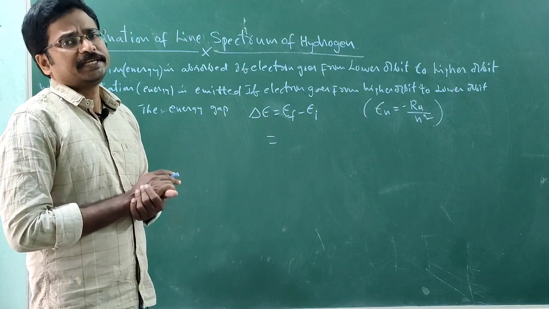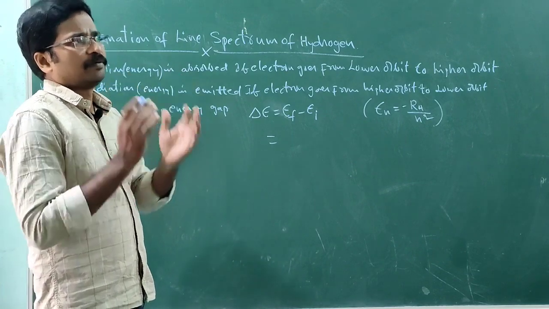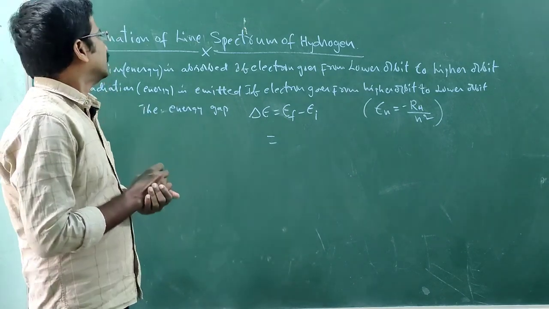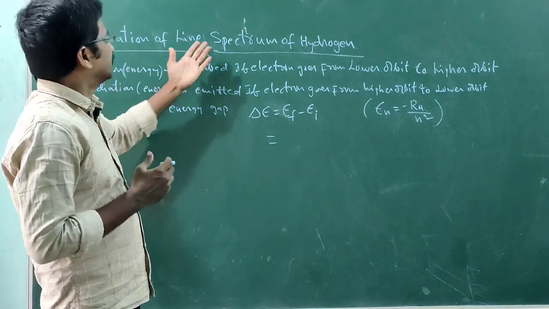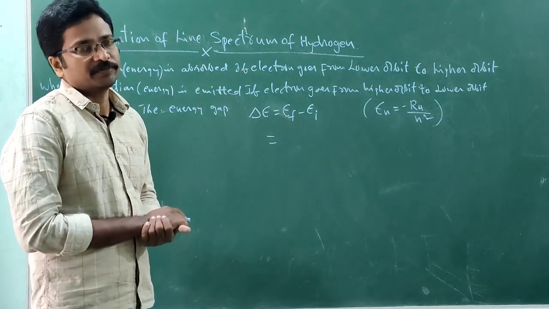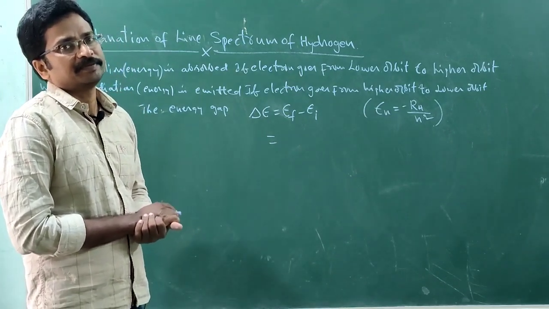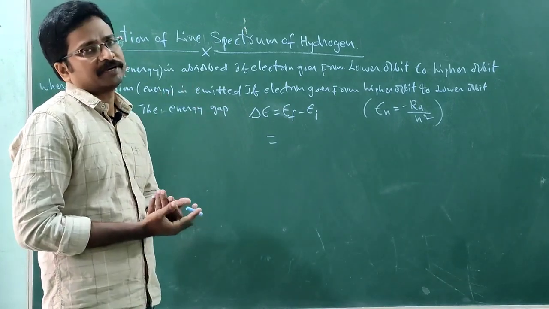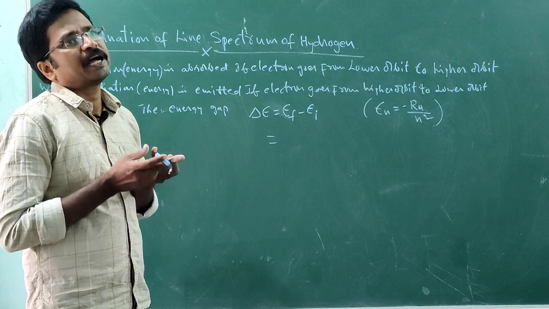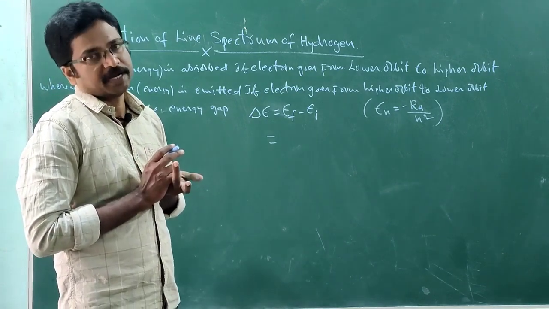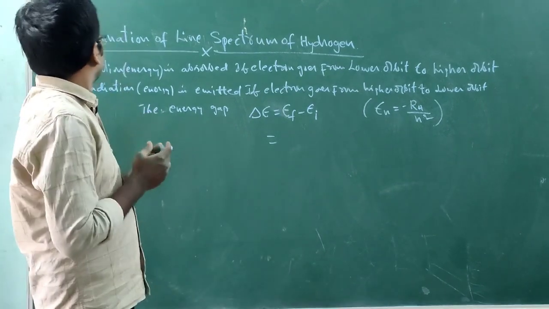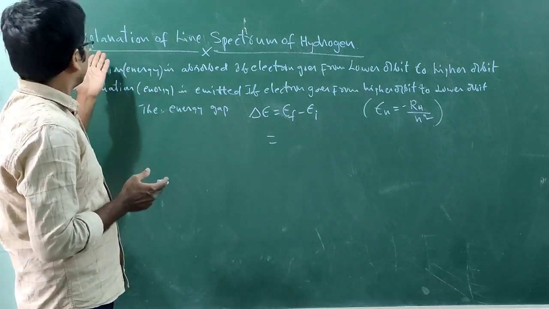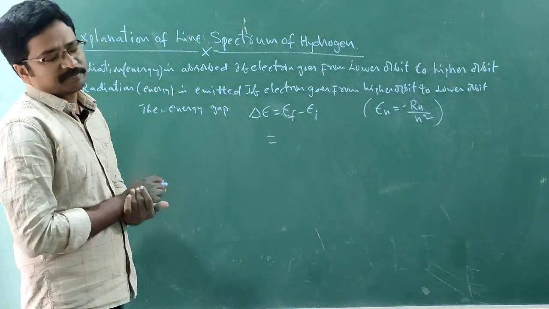Bohr proposed a theory for the model of an atom. Then he explained the line spectrum of hydrogen. We know from the previous classes the line spectrum of hydrogen. The line spectrum of hydrogen has absorption spectra and emission spectra. Okay. Then he gave the explanation of the line spectrum of hydrogen.